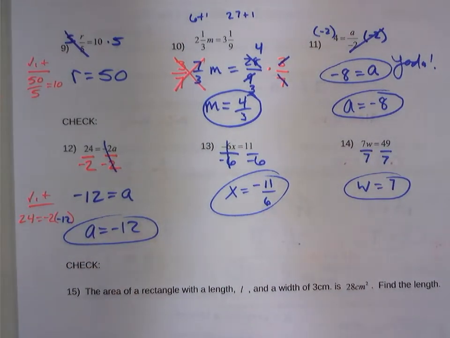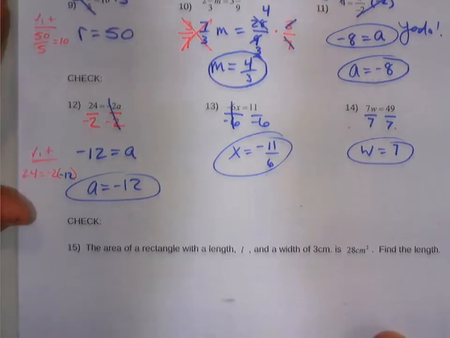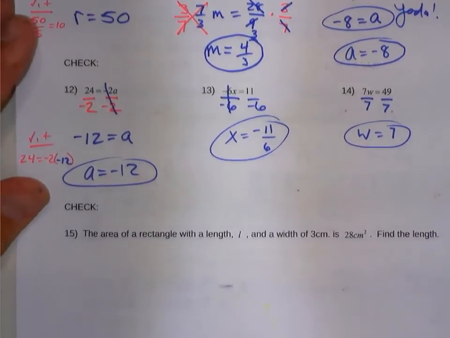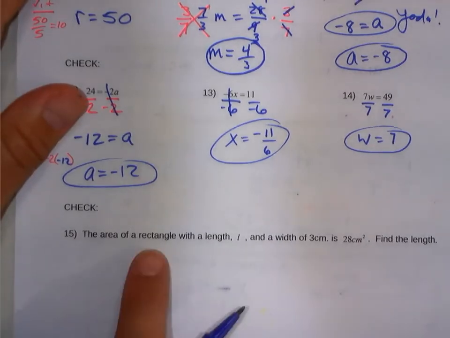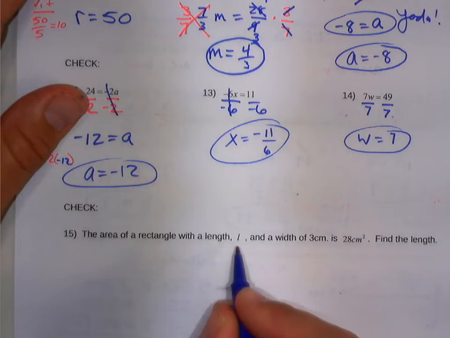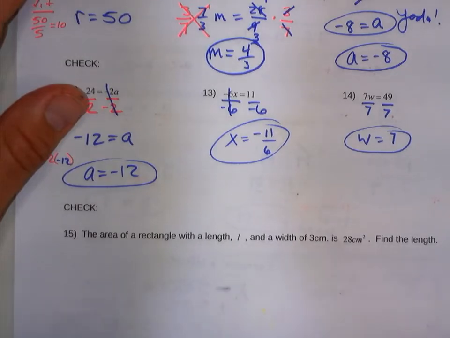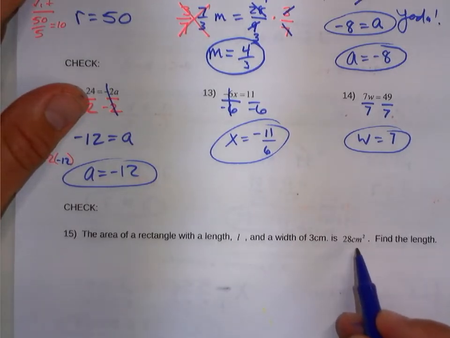Okay? So when we do this stuff in class, you're always like, well, when would I ever use this? Well, again, we're going to start doing area and stuff like that in geometry and real life when you're painting rooms and stuff, and you got to figure out your length and your width. As we take a look, they talk about the area of a rectangle with a length L and a width of 3 centimeters. The area is 28 centimeters squared.